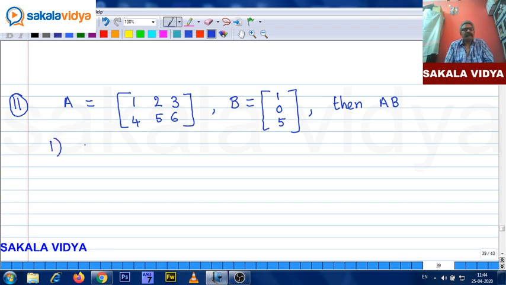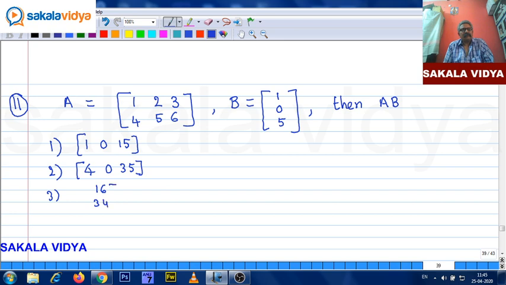First option: 1, 0, 15, that means a 1 by 3 matrix. Second: 4, 0, 35. Don't put commas between the elements of a matrix. Third one: 16, 34. This is a 1 by 2 matrix. Fourth option is 16, 34. This is a 1 by 2 matrix. This is 2 by 1.